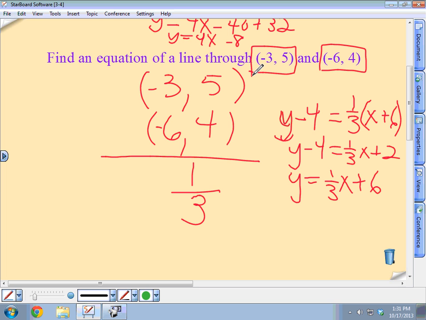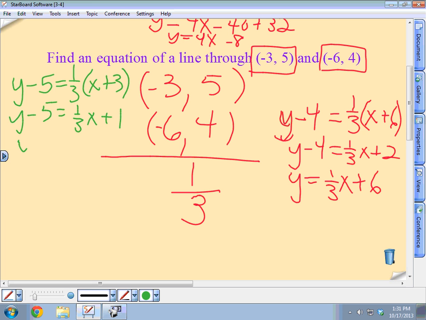So I could also say y minus y1 equals m times x minus x1, and y minus 5 equals 1/3 x plus 1, y equals 1/3 x, add 5, plus 6. And you notice that both of those lines are the exact same line, so it doesn't matter which one you picked. But if you have 2 points, you can determine the point-slope form of a line.